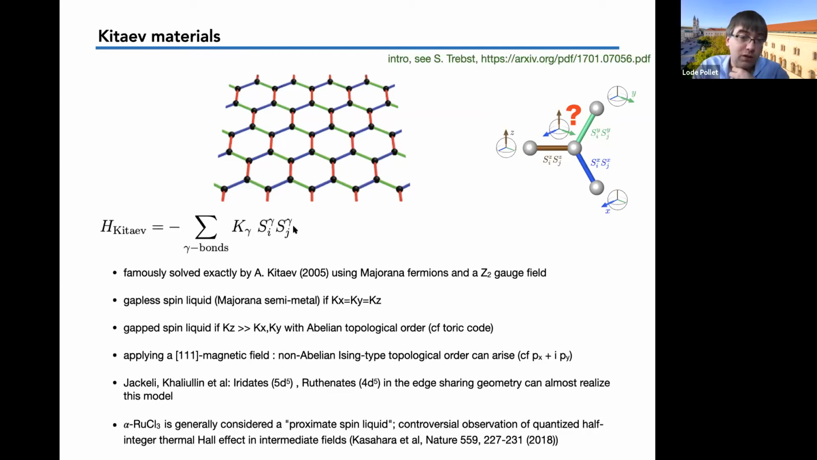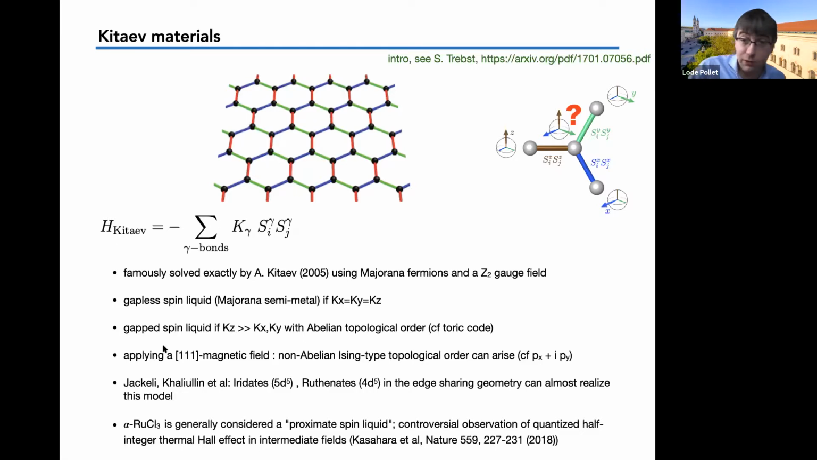Now the quantum model, written as such here, this Kitaev model can be solved exactly. And this is what Kitaev famously did using Majorana fermions and a Z2 gauge field. Now, unfortunately, in the quantum case, we cannot say much at the moment, but this is very rich. Namely, it can harbor gapped spin liquids with abelian topological order if you are in a case where Kz is much greater than Kx and Ky. And even more interestingly, if you add a magnetic field along 111, you can actually have a non-abelian Ising type topological order.